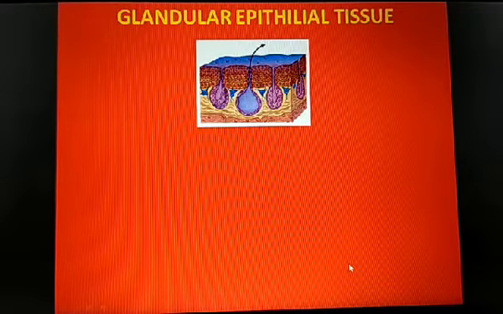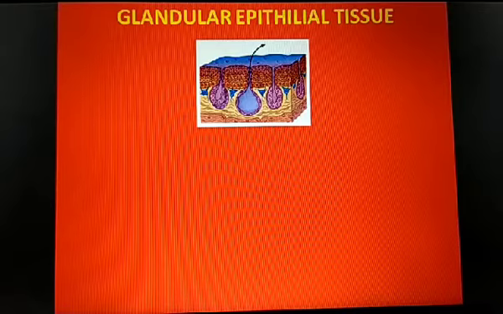Next is glandular epithelial tissue. A gland is basically a collection of cells which secretes some chemicals. There are two types of glands, endocrine glands and exocrine glands. Endocrine glands, which are also called ductless glands, simply secrete their hormones directly into the bloodstream. Whereas exocrine glands have some tubules or tubes to carry their secretions.